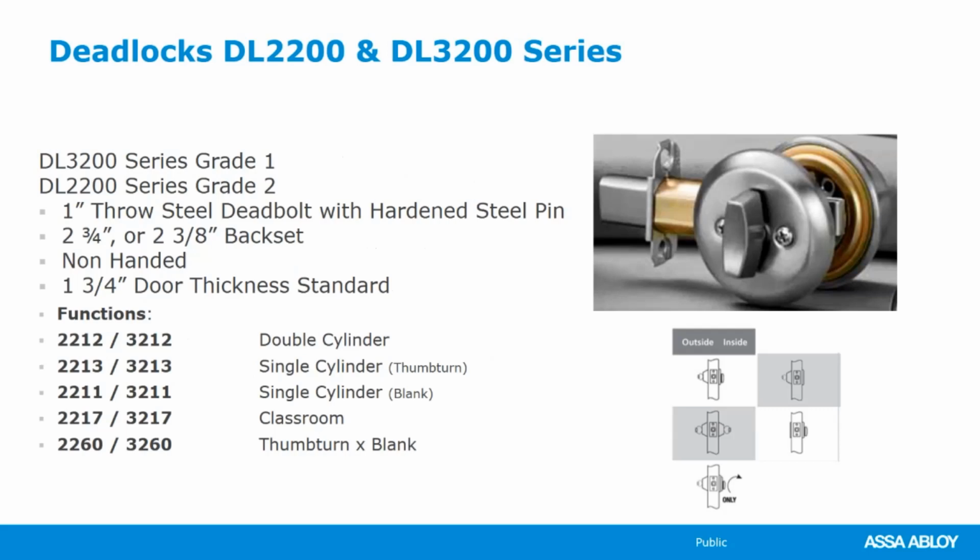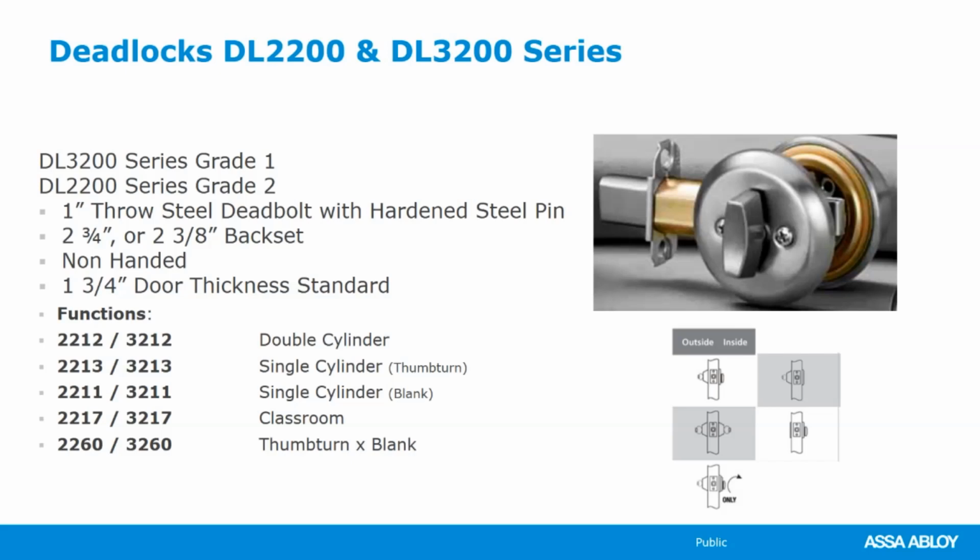The hardened steel pin insert inside of it is rounded so that if you try to cut through it, you're going to hit that round steel insert, the hardened steel. It's going to spin, which makes it harder to cut. They're available with either 2 3/4 or 2 3/8 back set. They are non-handed. They are designed for an 1 3/4 door thickness standard.